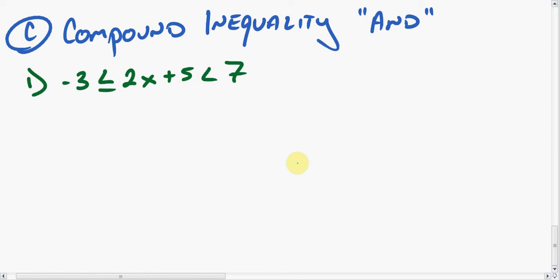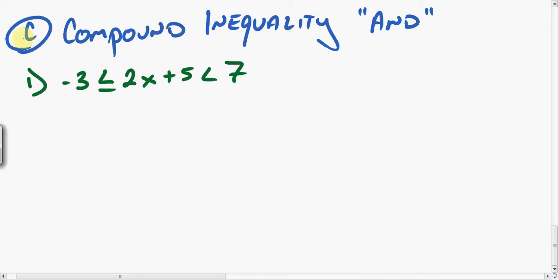This is section 1.6, part 4. We are still solving and graphing inequalities, and in this part we are going to look at compound inequalities. So we're going to look at an example of an AND inequality and then an example of an OR inequality.